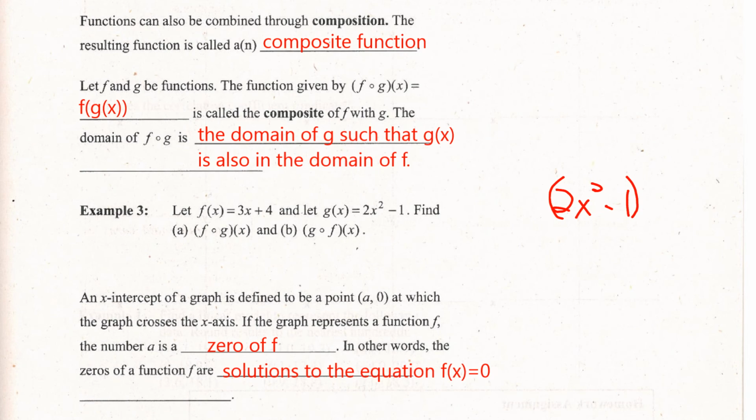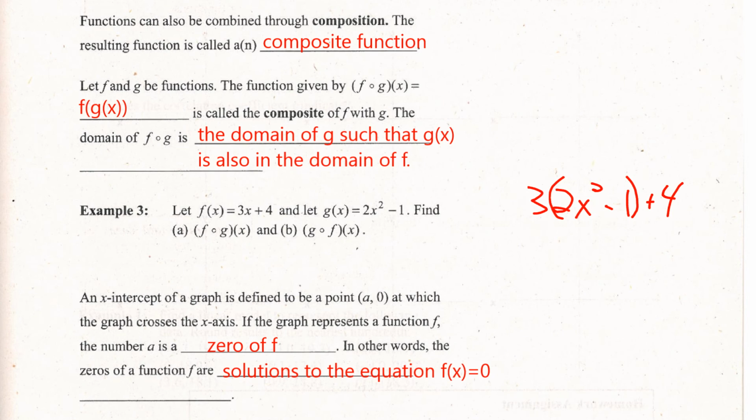Putting it in parentheses always helps me. And what you're going to do is surround that function, g of x, with everything from f of x. Basically taking that g of x and substituting it in for the x of f. So I put 3 in front of it, and I put plus 4 afterwards.